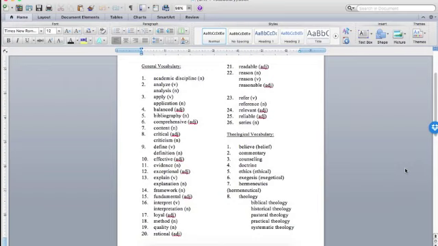7. Hermeneutics. Hermeneutical. Good hermeneutics depend on good exegesis. 8. Theology. Theology is the study of God and things related to God.